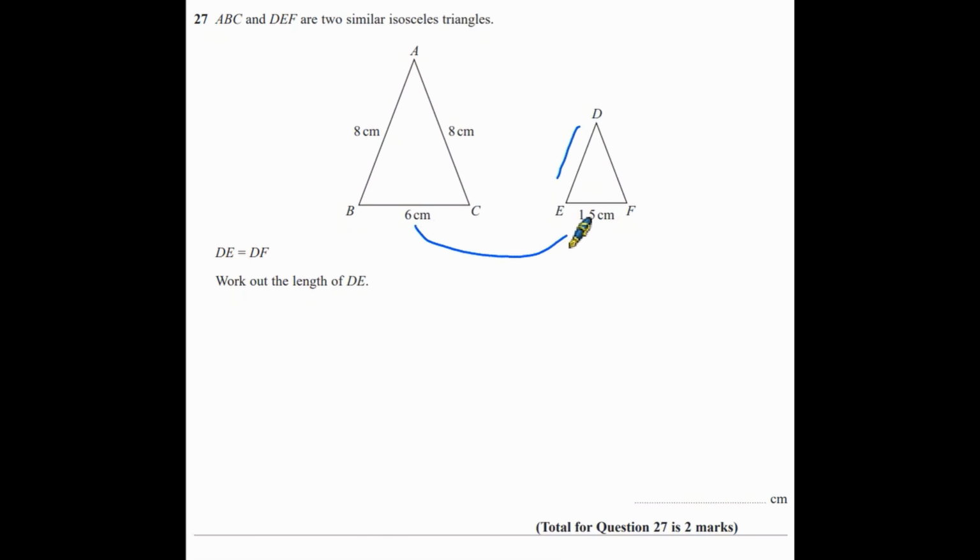Look at the ratio here, 6 to 1.5. 6 over 1.5 is 4. 6 is 4 times 1.5. Therefore, to find DE, we take 8 and we divide by 4, and we get the answer 2.